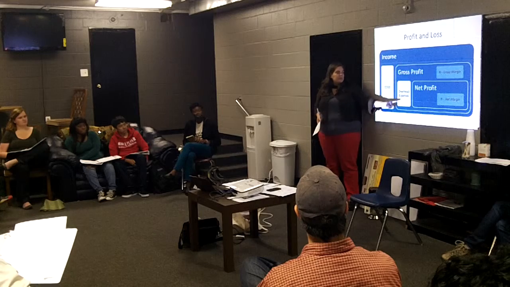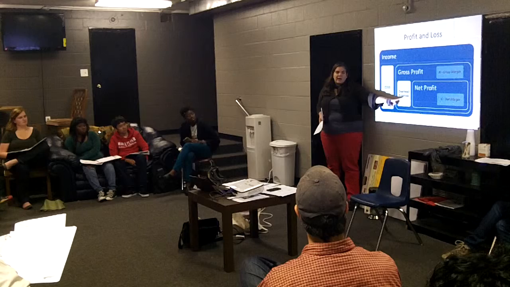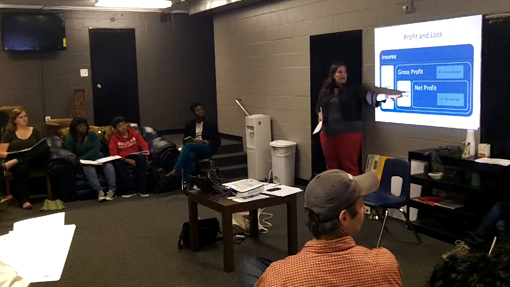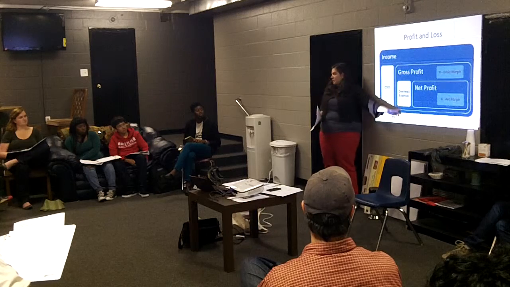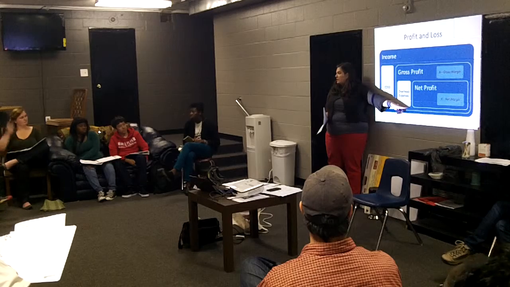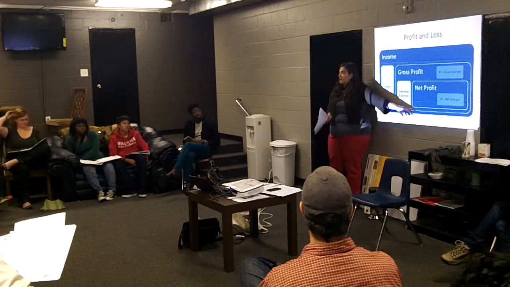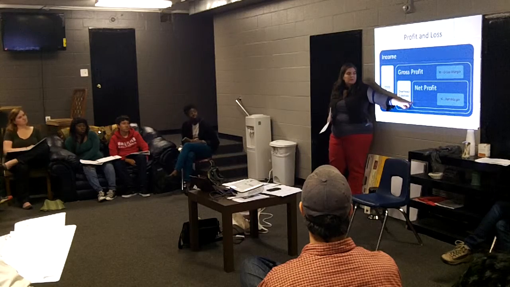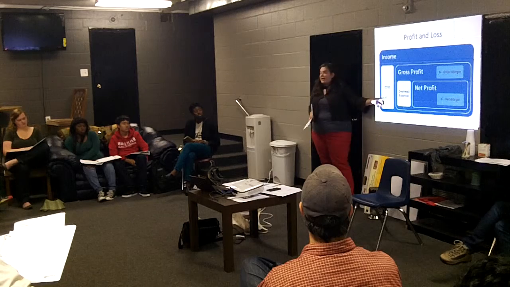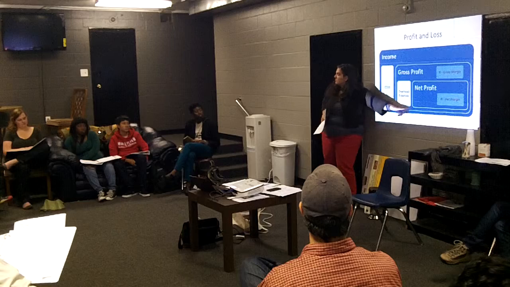Out of our gross profit, we're going to pay our overhead expenses. Overhead expenses are things like rent, utilities, stuff like that. And then, once we're done paying our overhead expenses, what are we left with? Net profit, right? The net profit is what some people call the bottom line. So your net profit is how much money is left over at the end of the week, after you've paid your cost of goods and after you've paid your overhead expenses.